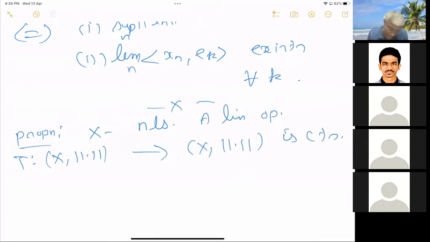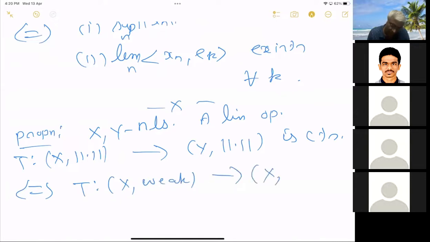You can actually take Y. There is nothing specific about X. X, Y are normed linear spaces. And you have a linear operator from X with norm topology to Y with some other norm topology, and it is a continuous operator. This is equivalent to saying T from X with weak topology to X with weak topology.